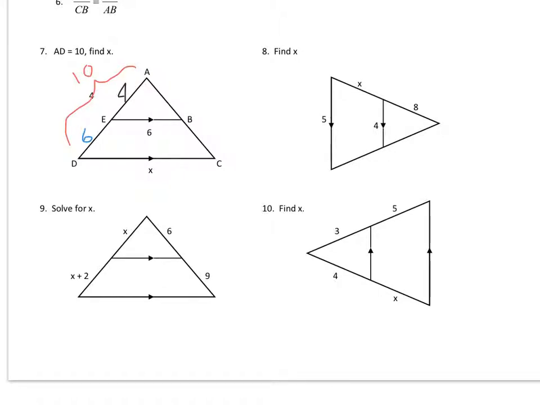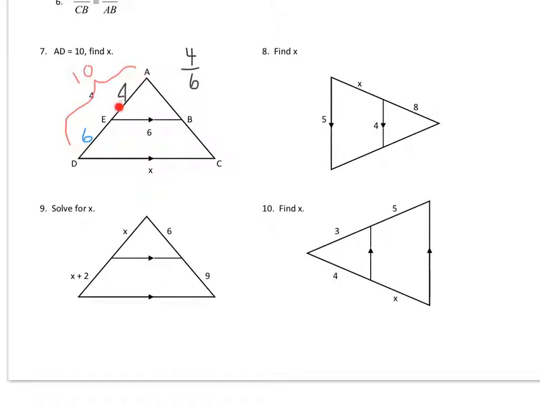So if you were going to look at a relationship here, here's what I looked at. I looked at the small AE over EB. So I looked at this left-hand side compared to the base. That means if I'm going to now look at the whole triangle, the big triangle, remember we did the left-hand side and the base. So we did 4 over 6.